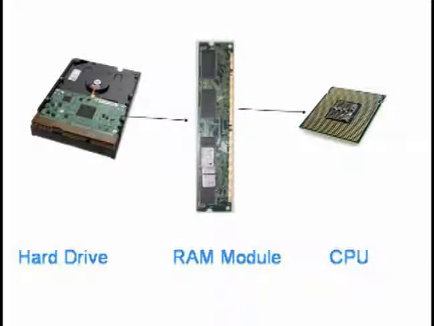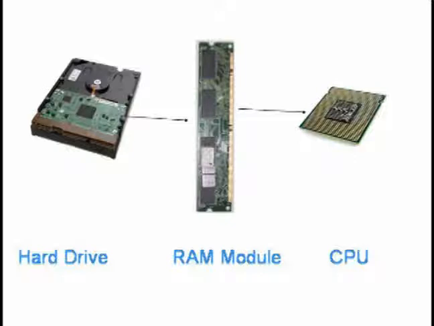When you click your mouse to open a program, it used to be that the CPU sent a message to the hard drive saying, send out this particular program. Well, it was all right, but it was a very slow process. So somebody invented an intermediate step called random access memory, RAM.